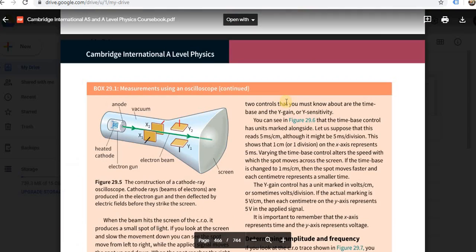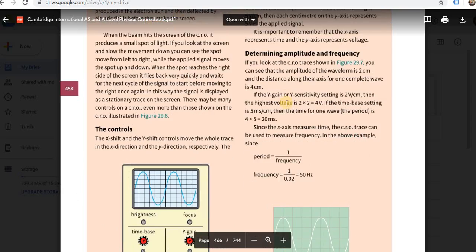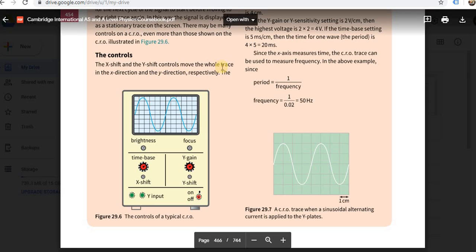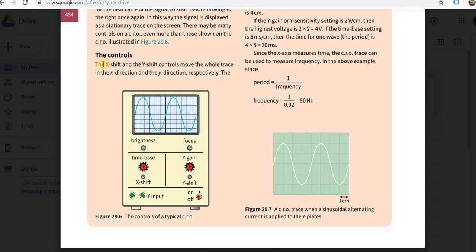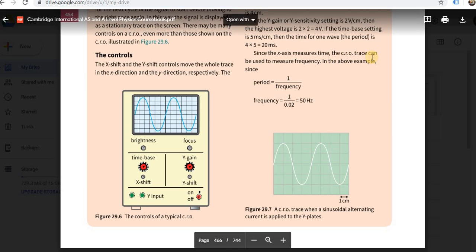Okay, so let's go through this part quickly. Here the X shift and the Y shift controls move the whole trace in the X direction and the Y direction respectively.